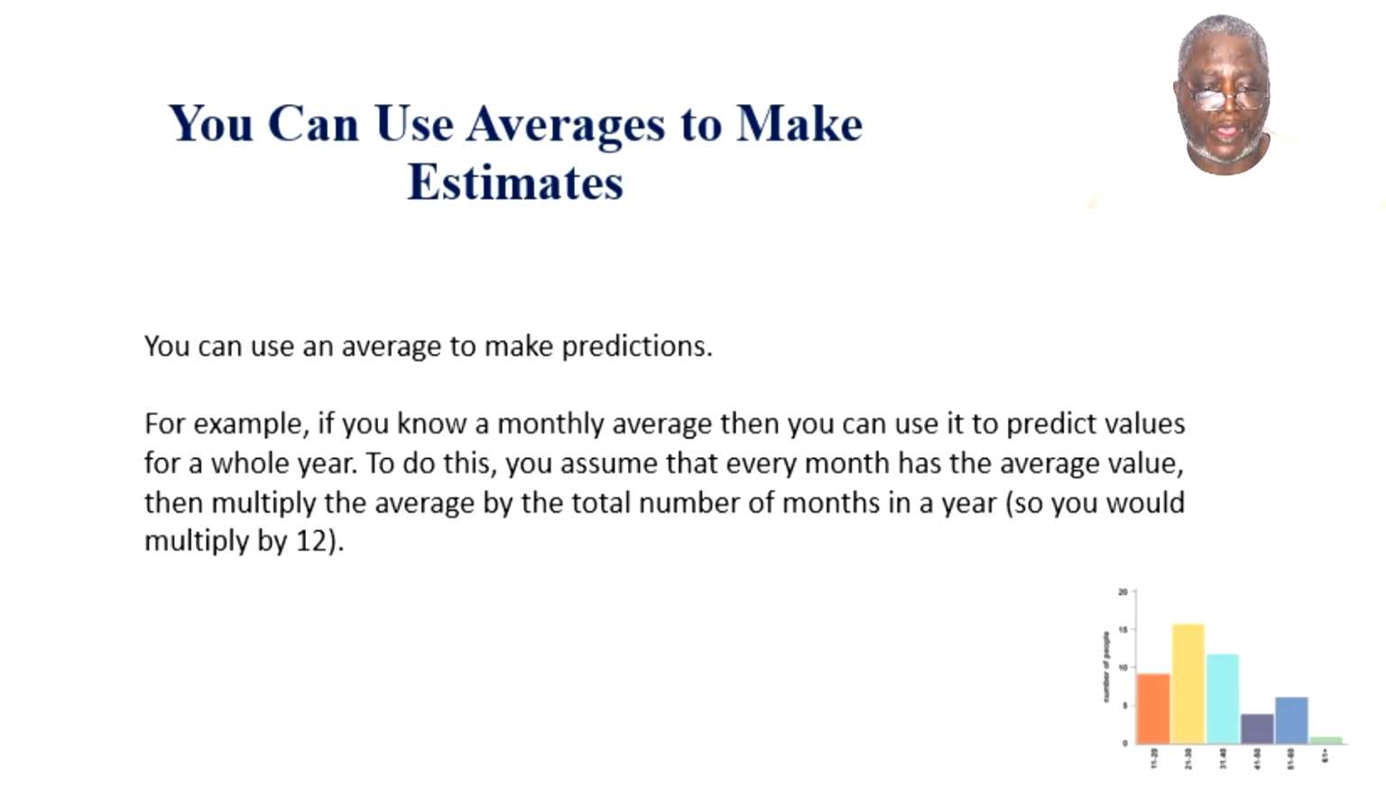We move on to the use of averages to make estimates. You can use an average to make predictions. For example, if you know a monthly average, then you can use it to predict values for a whole year. This is used mostly in financial budgeting in some banks and other businesses, but you can use it for other purposes as well. To do this, you assume that every month has the average value. Then multiply the average by the total number of months in a year, so you could multiply by 12.